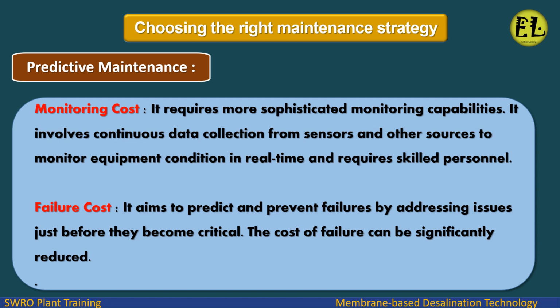Predictive maintenance. Monitoring cost: it requires more sophisticated monitoring capabilities. It involves continuous data collection from sensors and other sources to monitor equipment condition in real time and requires skilled personnel. Failure cost: it aims to predict and prevent failures by addressing issues just before they become critical. The cost of failure can be significantly reduced.